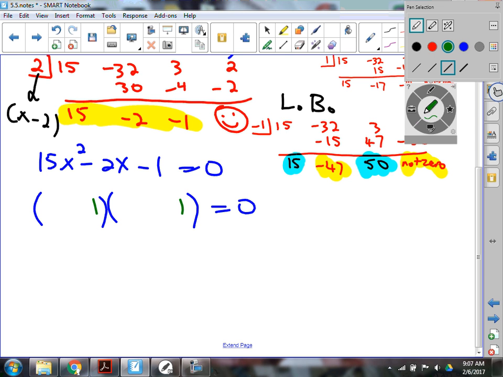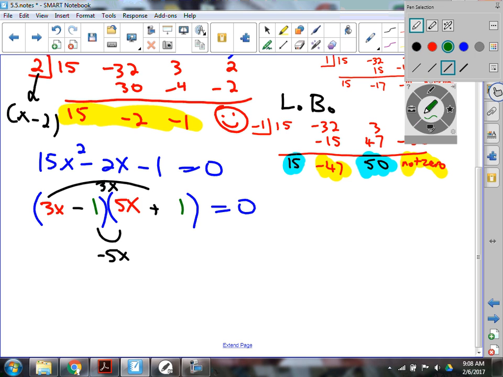It's got to be a 1 and a 1 here. No way around that. So maybe it's going to be a 15x and an x. Probably not, though. 3x and a 5x. All right. Now, this inner product gives us 5x. This outer product gives us 3x, and we want those to add up to negative 2. So we want the 5x to be negative, so we got to put a negative here, right? And a positive here. So that's how this thing factors.